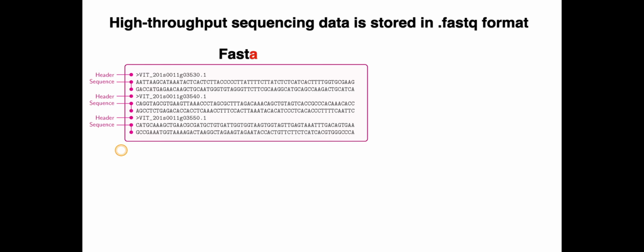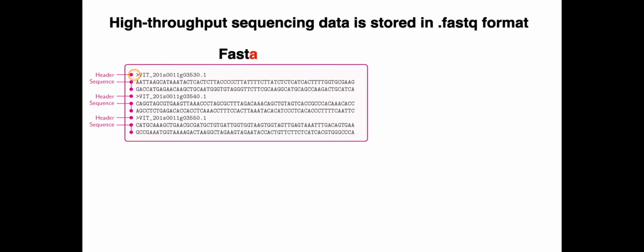The result from all of this is a text file that contains a lot of data. One thing to highlight at this point is that high throughput sequencing data is stored in a special file format called a FASTQ file. Now, many of you may be familiar with a FASTA file, and I think it's good to start with a description of FASTQ by first talking about a FASTA file. A FASTA file is really simple.